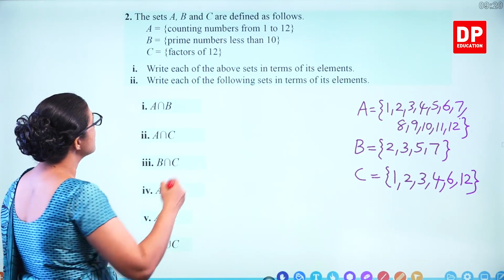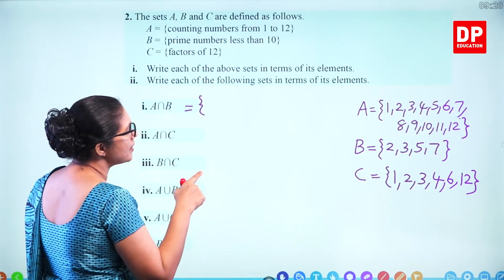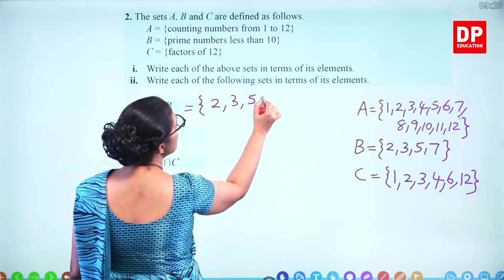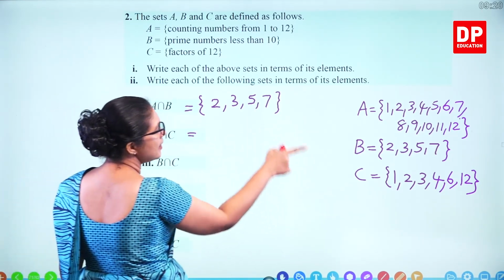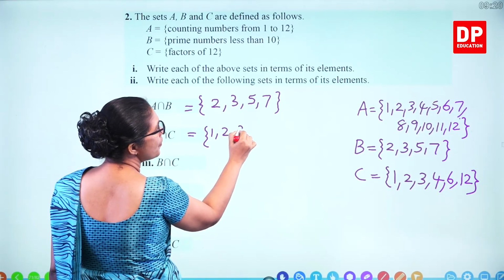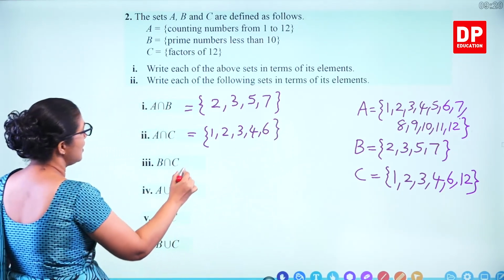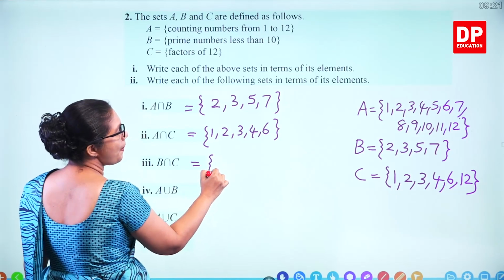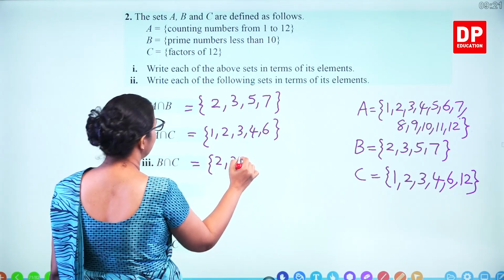Now we can answer this. A intersection B. A and B common: 2, 3, 5, 7. And A and C intersection: 1, 2, 3, 4, 6. B intersection C. These two common terms: 2, 3. That's all.